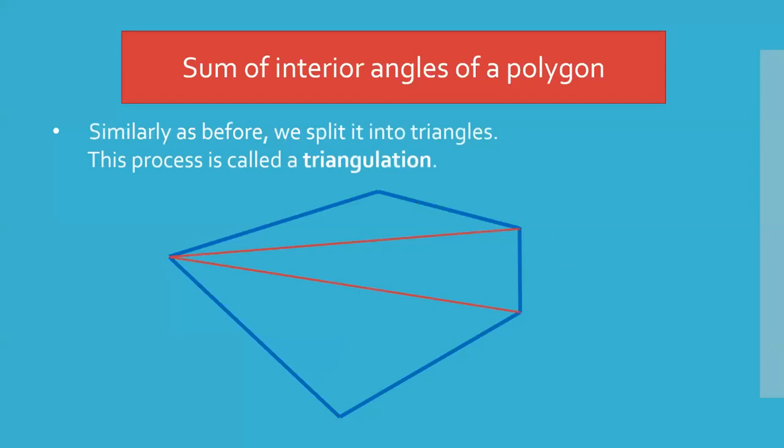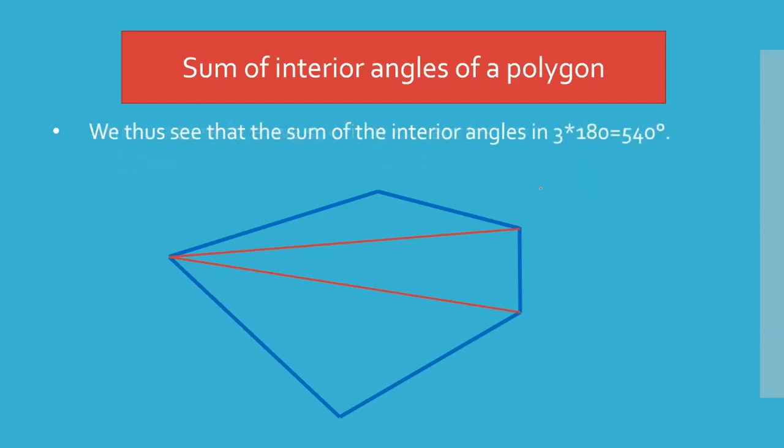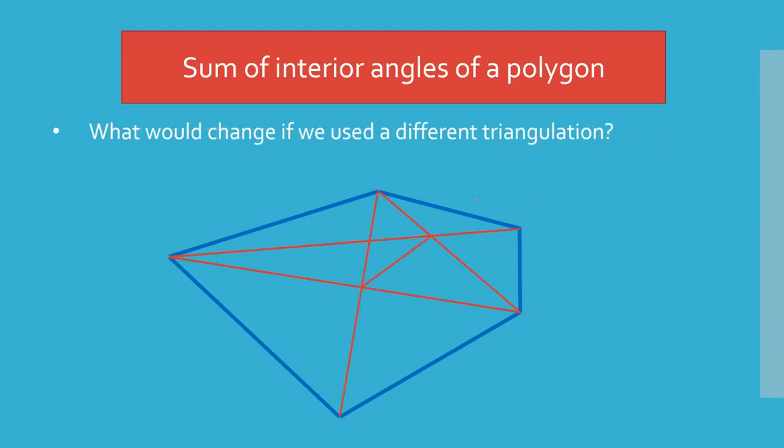This process is called triangulation, guys. This is when we take a big shape that may potentially have a lot of angles, and we try to split it into triangles. This is called triangulation. And of course, there are a lot of ways to perform a triangulation. So this could be another potential triangulation, right?